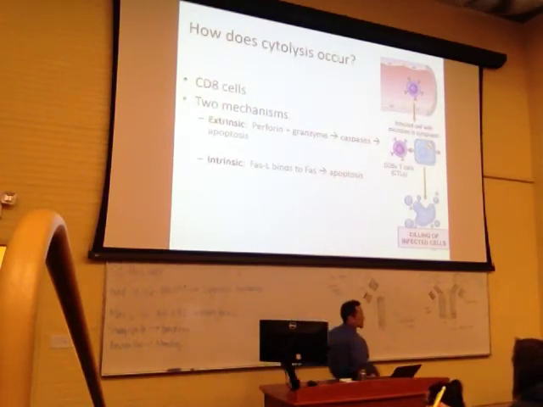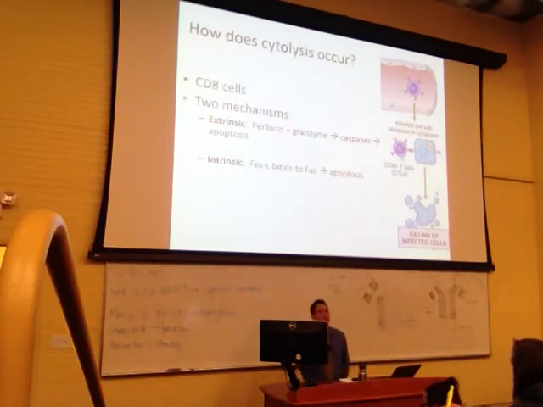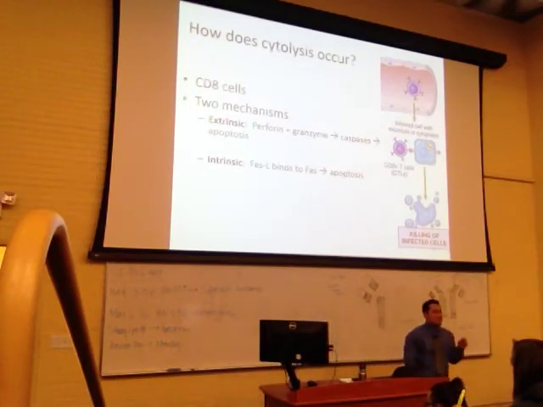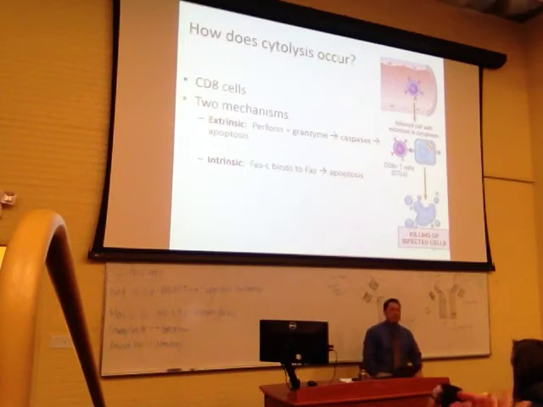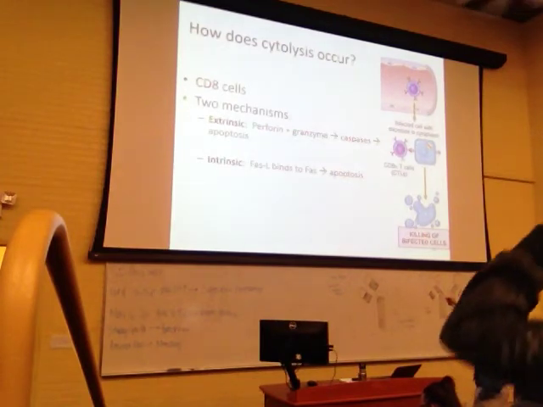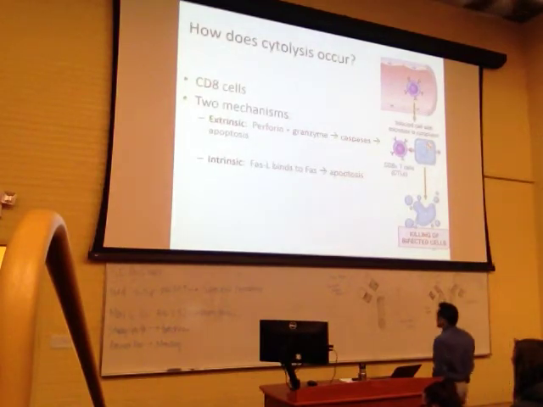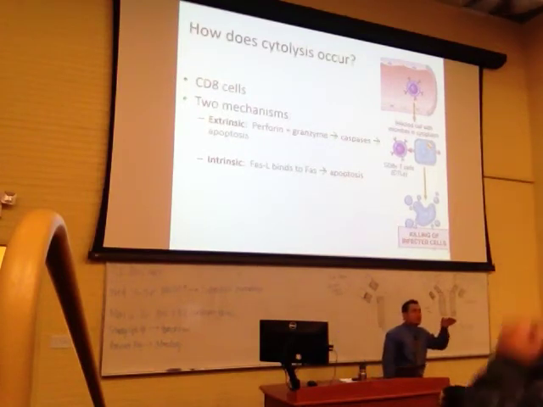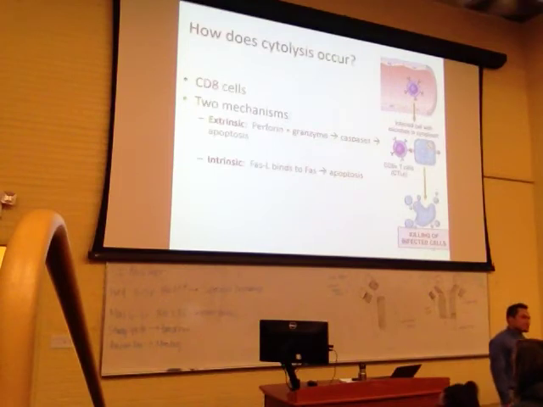And how does the killing take place? Well, one of two mechanisms. Either an extrinsic pathway or an intrinsic pathway. Now, it's interesting because we call it cytolysis. It lyses the cell, but it's really an apoptotic mechanism that they use. So if you look at both of these pathways, they both end in apoptosis. Cellular lysis, you would think, would be more of a necrotic pathway. So they go kill, but they do it in a very organized fashion.